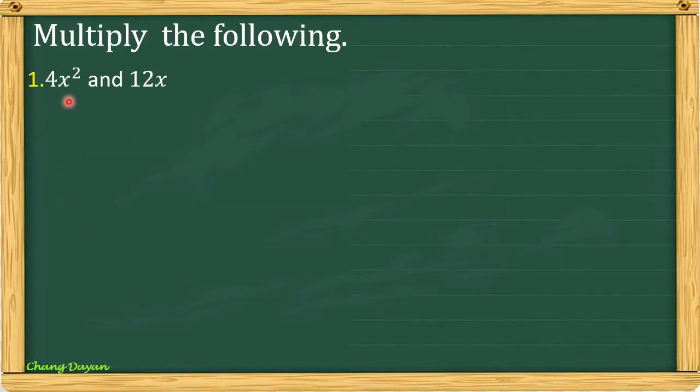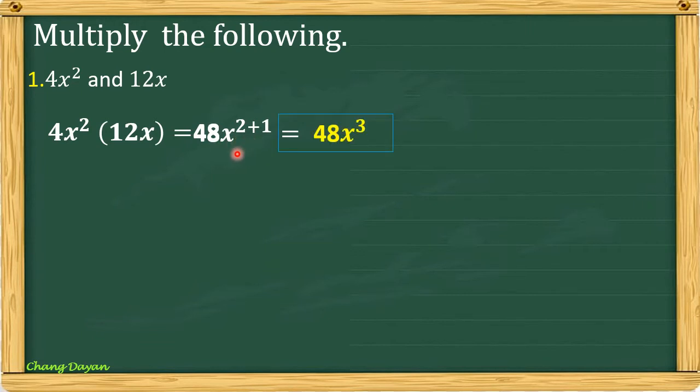Multiply the following. Number 1, 4x squared and 12x. By distributive property, we will multiply 4 by 12 and we'll get 48. And then, copy our literal coefficient, just add the exponent. Here we have 2 and here we have 1. Therefore, we have 48x raised to 2 plus 1. Then simplify, we'll have 48x cubed.